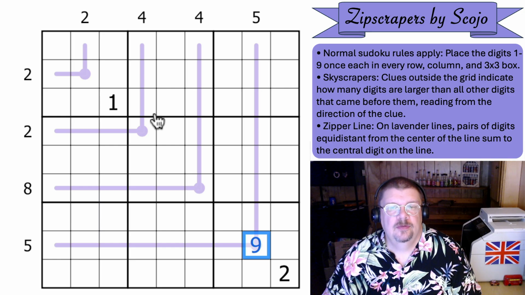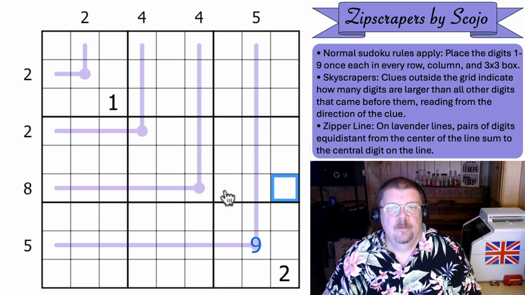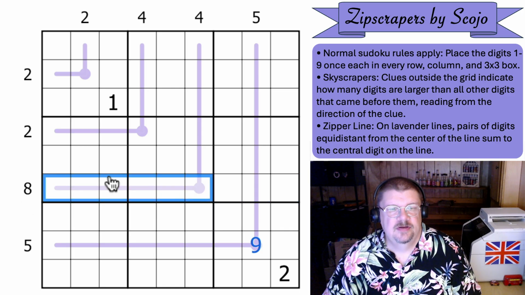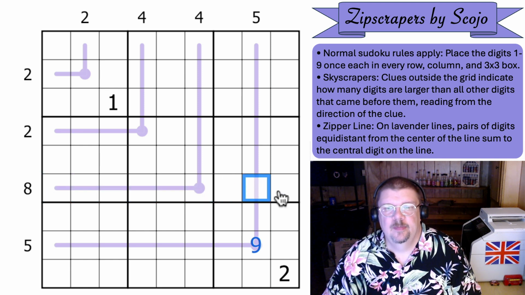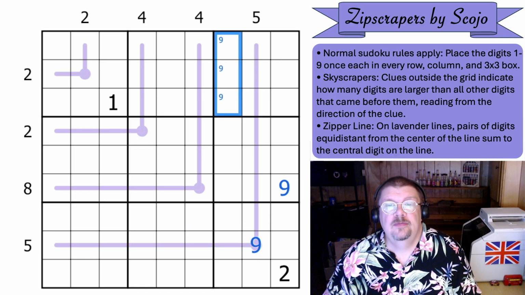Where else seems obvious? 9 clearly can't go in any of those, so 9 could go here, here, or here. But if 9 were here, then these 3 cells would be hidden by the 9 for this clue. And that means that we would see a maximum of 6 digits. If 9 were here, we'd see a maximum of 7 digits. 9 can't go here by Sudoku, so this must be a 9. And now we can place a 9 in one of those.